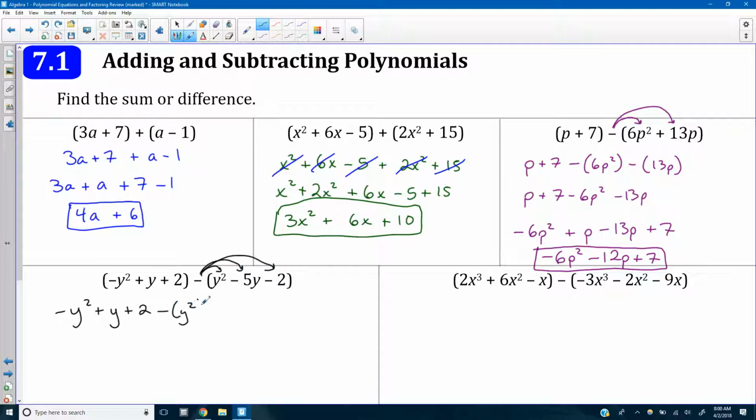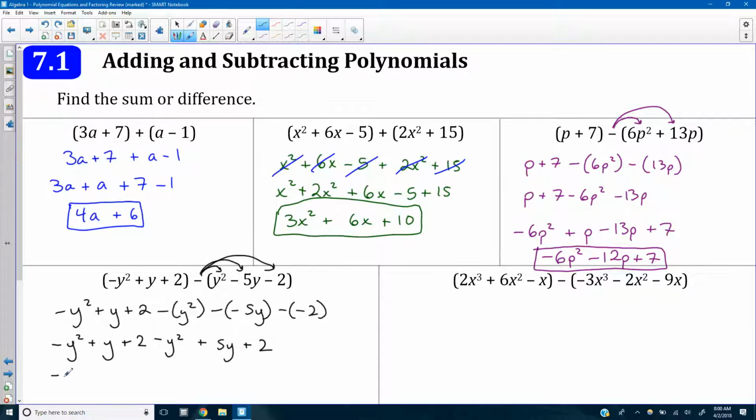And again, this is a step. You know, there's another minus in this problem. I'm not going to do this step next time, but I will show you what's happening each time. I'm subtracting the y squared, I'm subtracting the negative 5y, and I'm subtracting the negative 2. So what happens when you subtract a negative? Well, it becomes addition. So it's a minus y squared plus 5y plus 2.